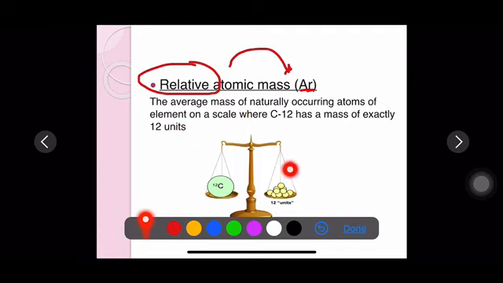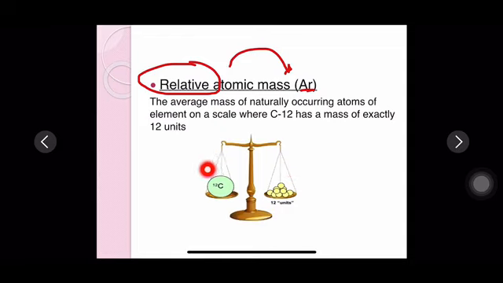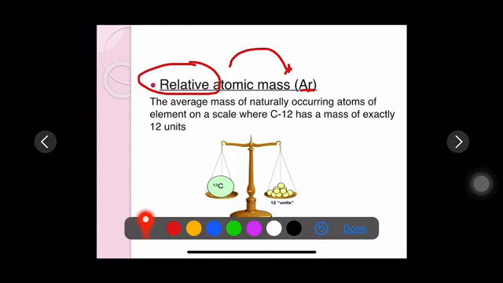Here you can see a scale where carbon-12 has a mass of exactly 12 units. It means you can assume this carbon as a big ball which has exactly 12 small balls. So each small ball is 1 atomic mass unit. For example, hydrogen is equal to 1 small ball. So that's why it has a relative atomic mass of 1. So Ar of hydrogen is 1.